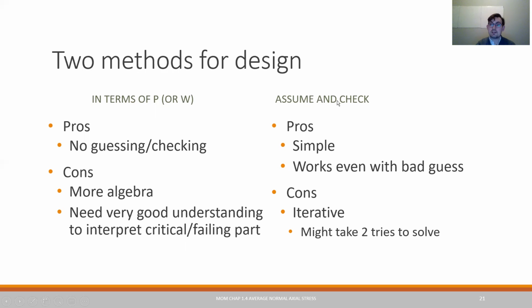The advantage of using the assume and check method is it's simple. It works even with a bad guess, right? We figured out what the maximum forces would be in both of those, assuming they were at maximum stress. You go, okay, one fails, go through the method, right? It's iterative, it's great. It might take 2 tries to solve. It's also something you could easily program, right? I could build a spreadsheet that does that. It's kind of neat if you know how to do that. It's pretty easy to do.